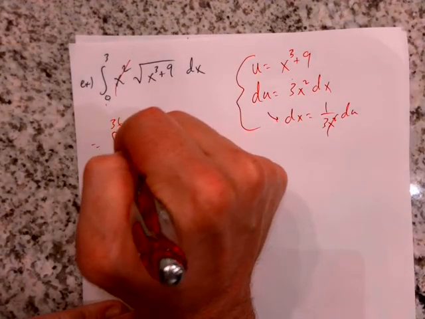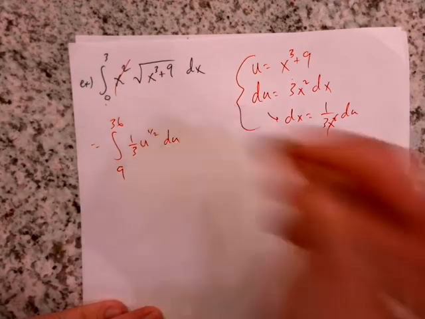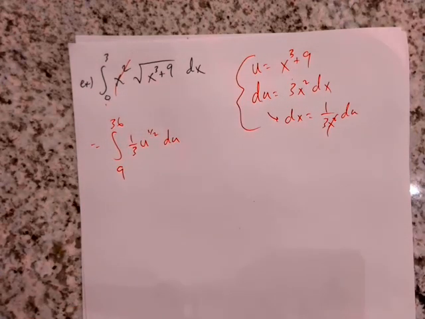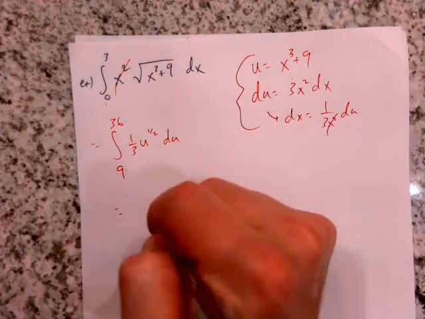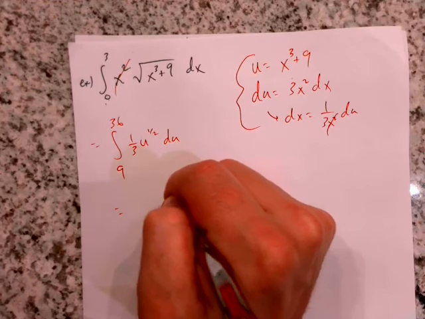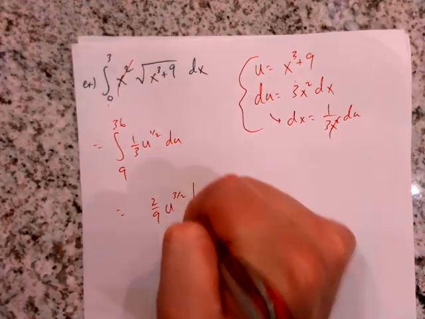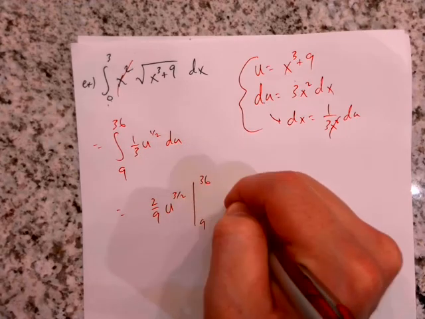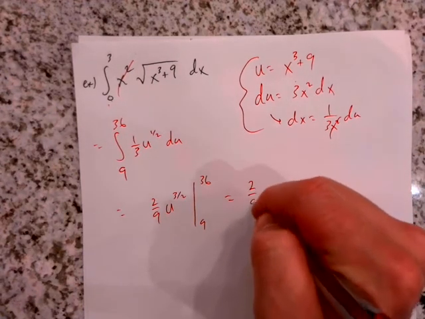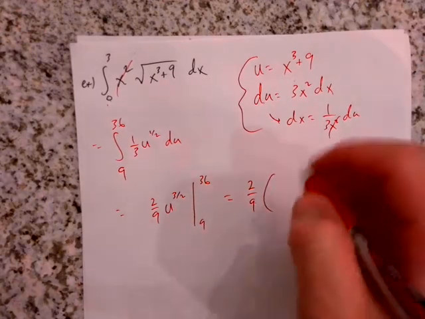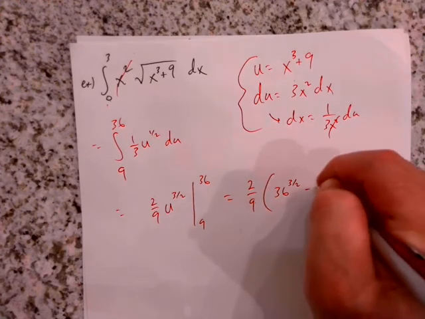And our integral is now 1/3 u to the 1/2. Which integrates to, we add 1 to the exponent, so it's u to the 3/2. Divide by 3/2, you get 2/9. Since I changed my bounds, there's no need to plug back in, and I do my math to this. 2/9, 36 to the 3/2, minus 9 to the 3/2.